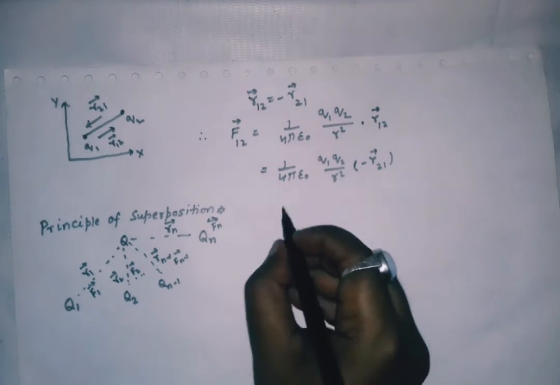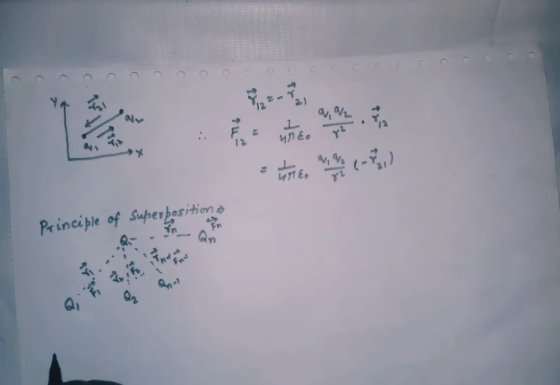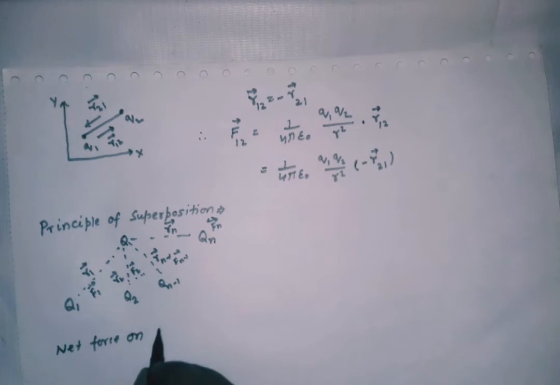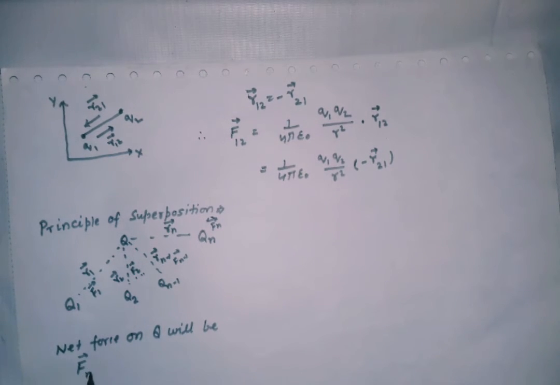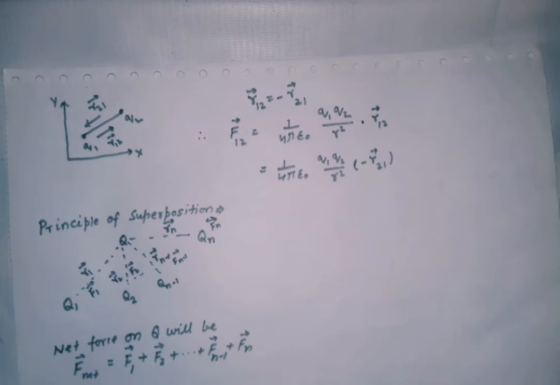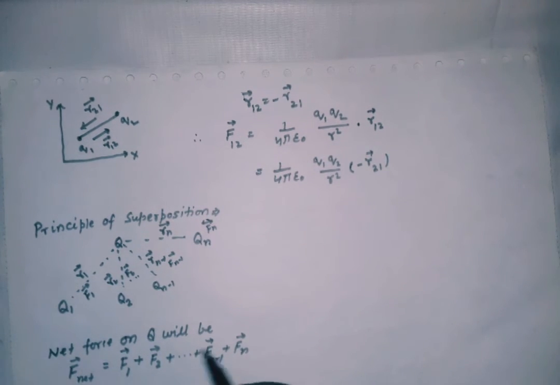So the net force on q, suppose this is F net, is equal to the vector sum of all the forces, F1 plus F2 plus and so on plus Fn minus 1 plus Fn. So this is nothing but the vector sum of all the individual forces.